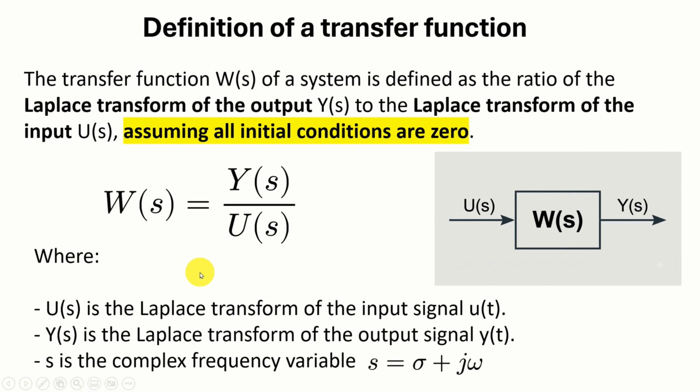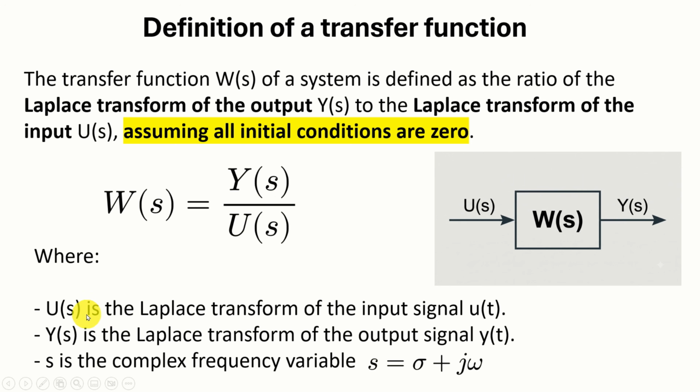We have noticed that people often use transfer functions without properly understanding the definition. Here is the definition of a transfer function. Consider this block diagram. W of s is a transfer function of a system, U of s is the input, and Y of s is the output in the complex Laplace domain. The transfer function W of s of a system is defined as the ratio of the Laplace transform of the output Y of s to the Laplace transform of the input U of s, assuming all initial conditions are set to 0. And mathematically speaking, W of s is Y of s over U of s.